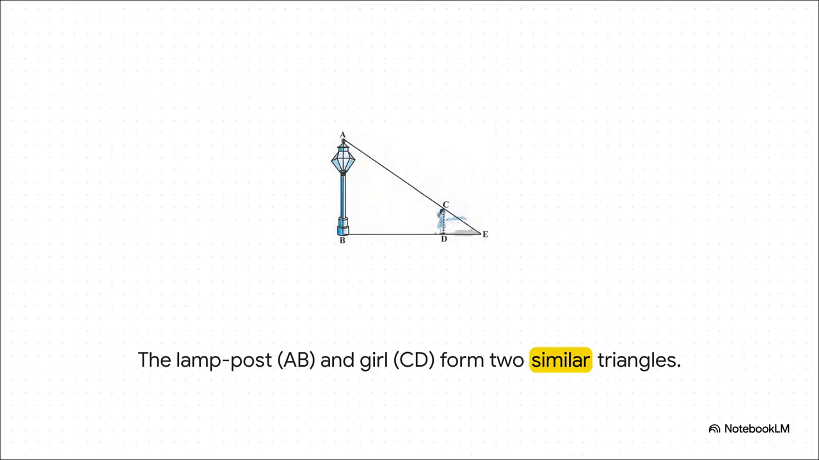So the first thing we do is turn all those words into a picture. Look here. The tall vertical line, AB, that's the lamppost. The shorter line, CD, that's the girl. And the line on the ground, DE, is her shadow. Now, do you see it? We have 2 triangles here. The big one, ABE, and the small one inside it, CDE. Spotting these 2 triangles is the most important part.